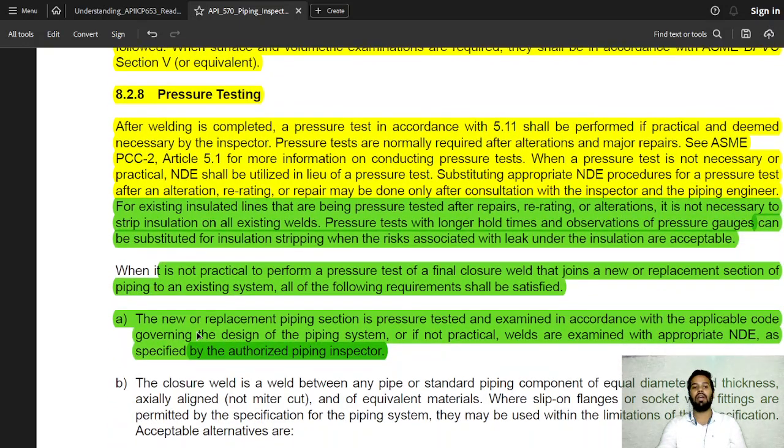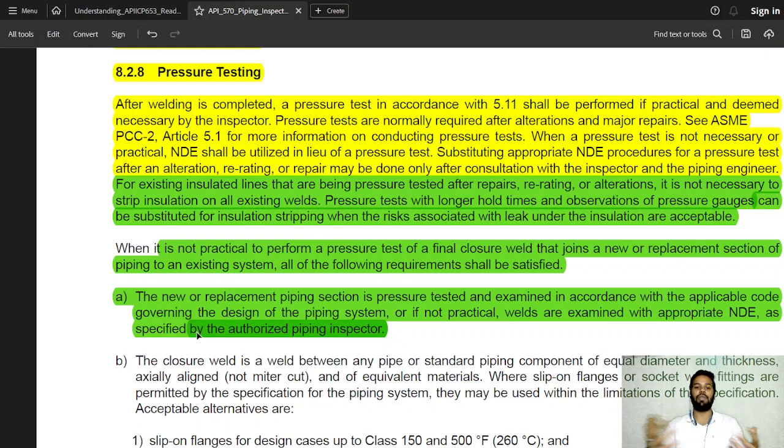Pressure testing. Pressure testing is basically hydro test. We already know this. So after the welding is completed, the pressure test in accordance with 5.11 shall be performed if practical and deemed necessary by the inspector. The pressure tests are normally required after alteration and major repairs. See ASME PCC-2 Article 5.1 for more information on conducting pressure test.